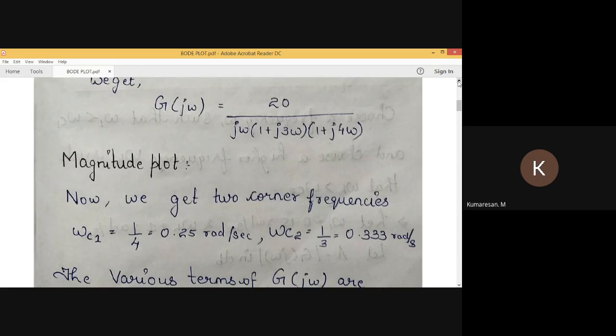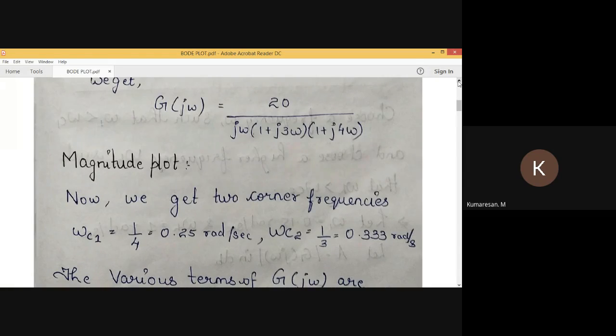So omega C1, the first corner frequency, we have to find out. 1 divided by 4 equals 0.25 radian per second. This is one of the corner frequencies. Then another one is 1 by 3, which is 0.333 radian per second. This is the other frequency. So among the given frequencies, we have to choose which one is the lower and which one is the higher.